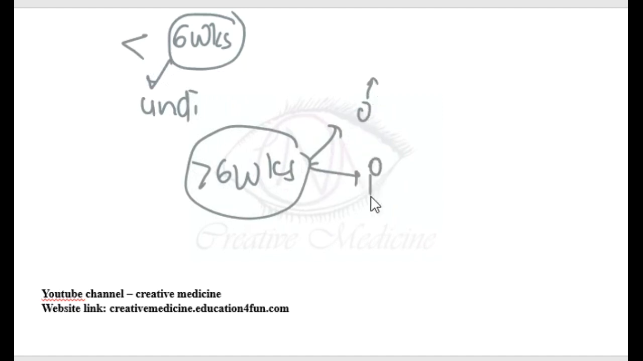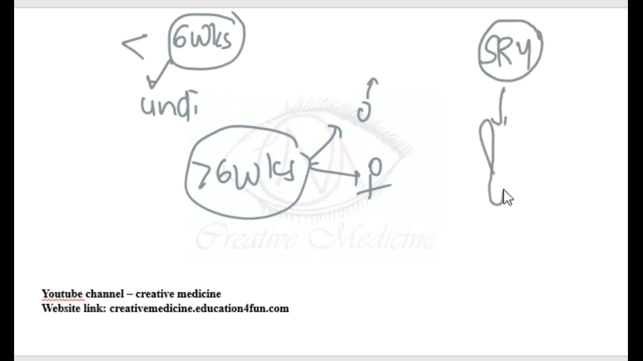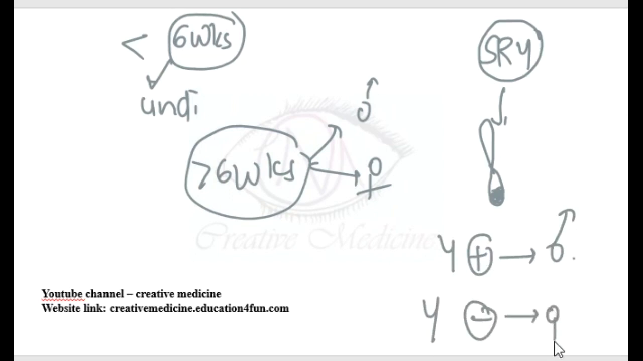Sex of the conceptus is determined by the sex-related gene, that is the SRY gene, which is present in the distal end of the short arm of Y chromosome. If Y chromosome is present, then the fetus is male sex and gonads are testes. If Y chromosome is absent, then the fetus is female sex and the gonads are ovaries.